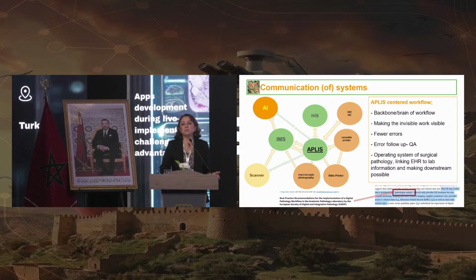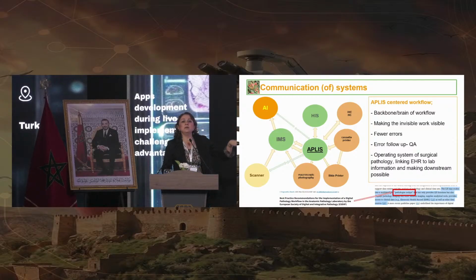And I like the term pathologist cockpit for defining Applis because it is in the center and it communicates with all the systems. As you see, the communication is complex, but having Applis in the center, as the backbone and the brain of the workflow, is important and makes the invisible work visible and measurable. You have fewer errors with tracking and Applis use. And if you have an error, you can follow up and take the quality assurance steps. So Applis is the center of digital pathology.